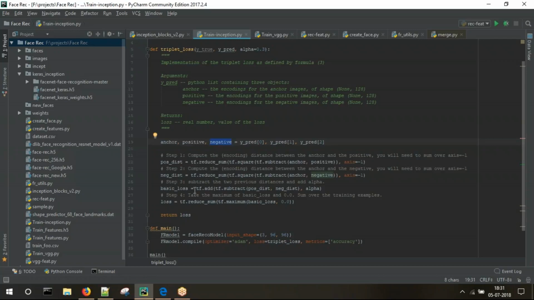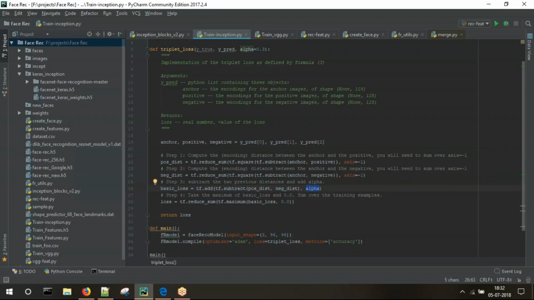What happened is that I have defined a basic loss function, which is the difference between the positive distance and the negative distance. The positive distance is the distance between the anchor and the positive value. This distance should be very low because you need to make sure that these two images are the same. Then you subtract these two values, positive from negative, and then you add an alpha. This alpha is also a hyperparameter.